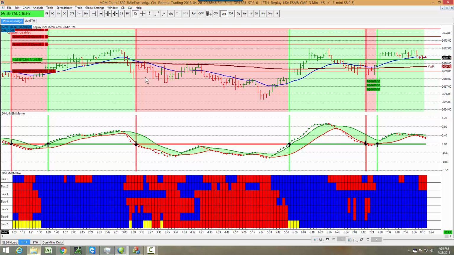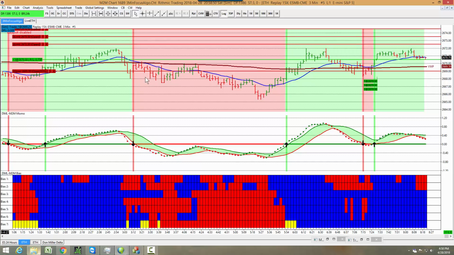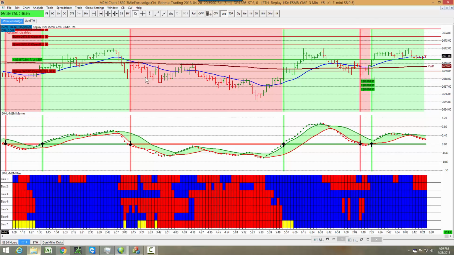Now, the algo can also be set to ignore all or certain biases. So I can basically also say that I do want cum delta on my side. I want 3-minute momentum on my side. Not necessarily concerned with some of the others, and I can turn those off and still get the algo to run. But right now it is, in this example, using all 7 biases, and it's why it triggered here and it did not trigger earlier under these parameters.